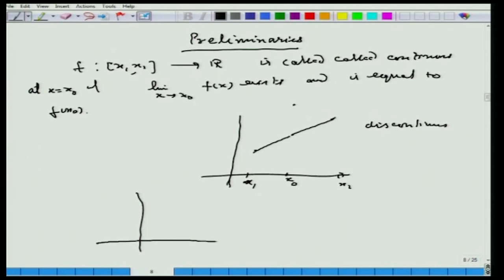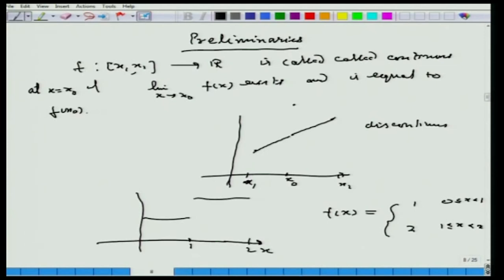Again, the other example is, suppose the function is 1 here and from this point onwards 2 here. So, f(x) equal to 1 for 0 less than x less than 1, and it is 2 for 1 less than or equal to x, let us say up to 2, from 1 to 2. So, this function is discontinuous at this point. Here the left limit exists, the right limit exists, but they are not equal. The left limit here is 1 at this point.